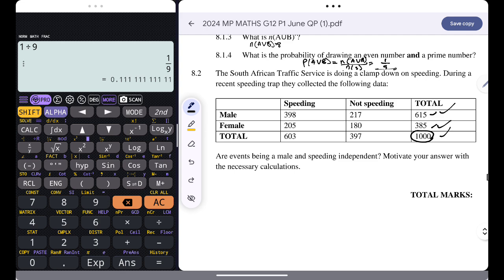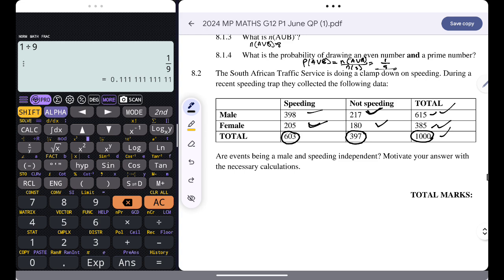Are you together? And then over here is the total number of people who are speeding, either male or female, and the total number of people who are not speeding. Are you together? Okay, and then over here is just the number of males who are speeding, the number of females who are speeding, the number of males who are not speeding, rather, over there. And then over here is the number of females who are speeding and the number of females who are not speeding. Are events being a male and speeding independent or not?